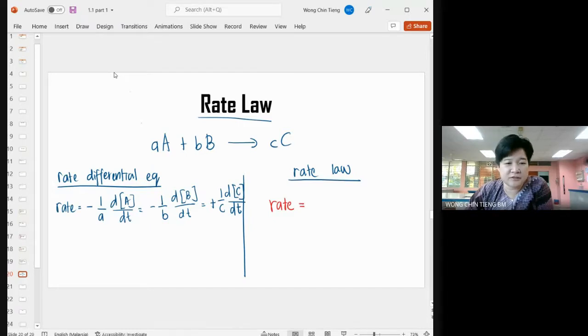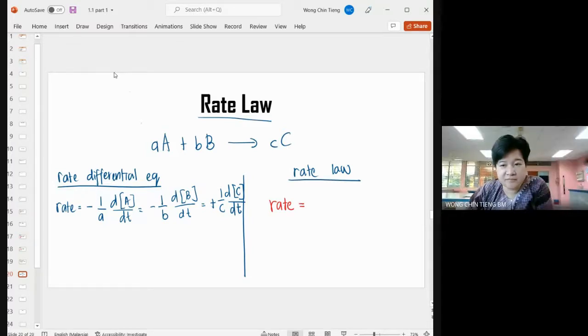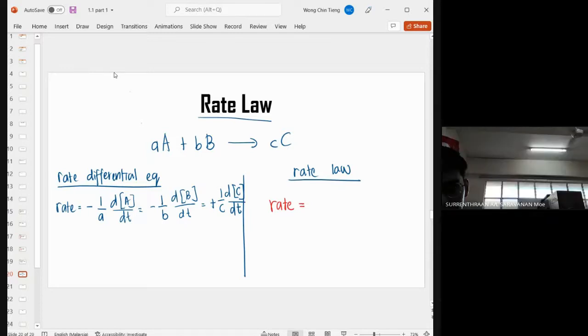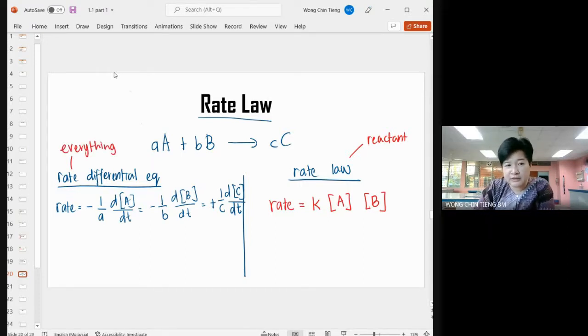First question, do we take count of everything? No. Kita ambil siapa je? Reactant. Thank you. The very first thing that you should come into your mind, guys, kita hanya ambil kira reactant. Pada rate law, we only take count of the reactant. Pada rate differential equation, we take count of everything. That's the difference. Sebab tu dia jadi expression.